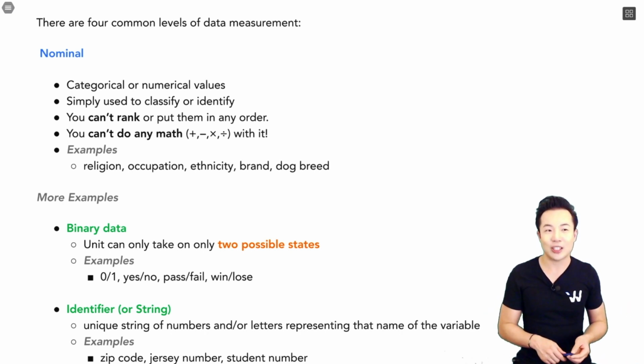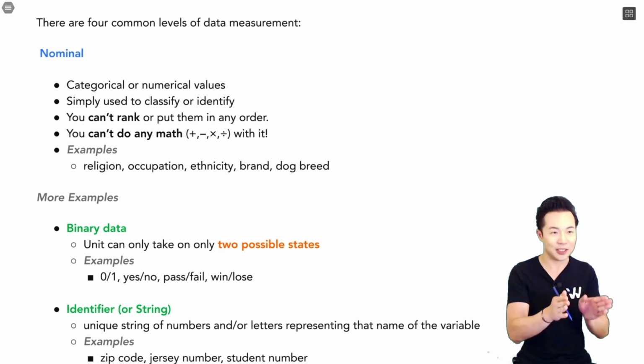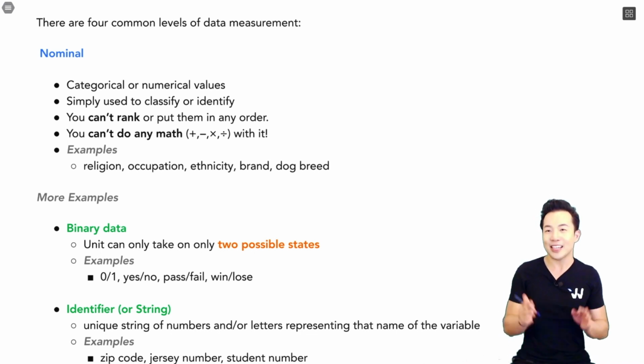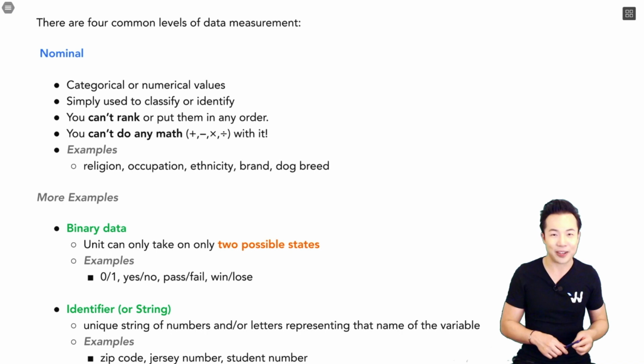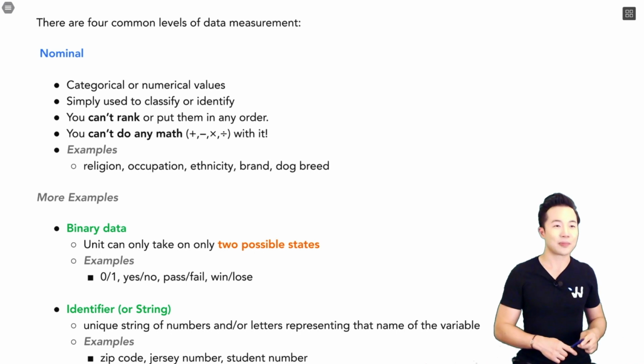Examples are religion, occupation, ethnicity, brand, dog breed. Let's zoom into religion. Okay, if you rank religion in any way, there'd be a lot of wars in this world, more than there already is right now. So you don't rank religion, you don't rank ethnicity. God no. So those are just categories.